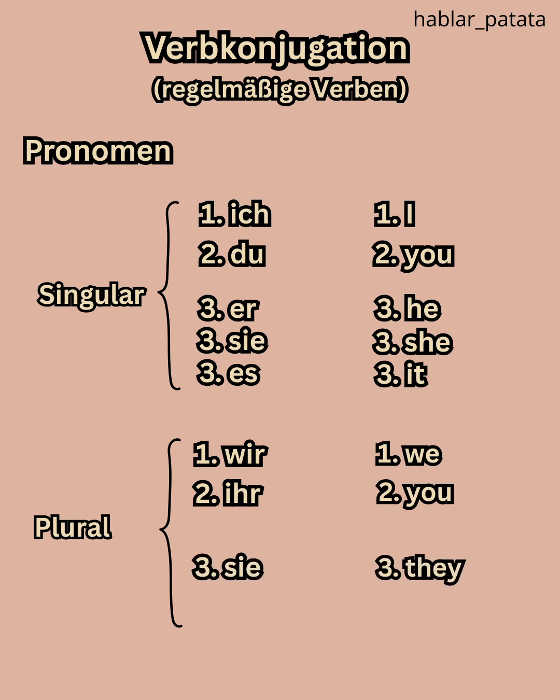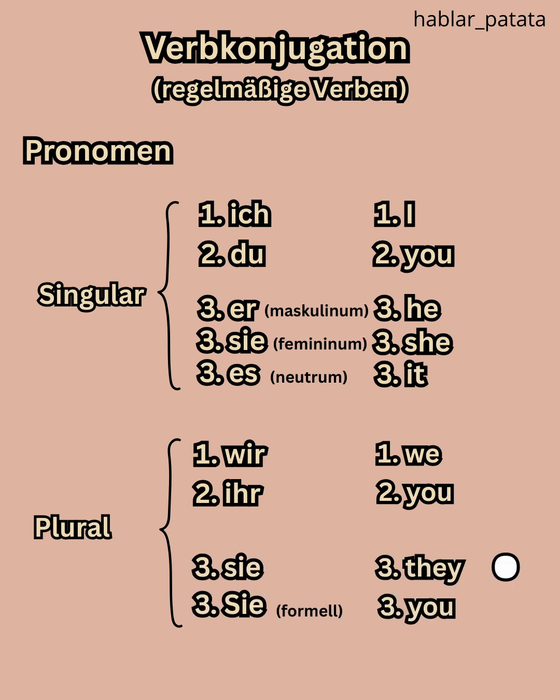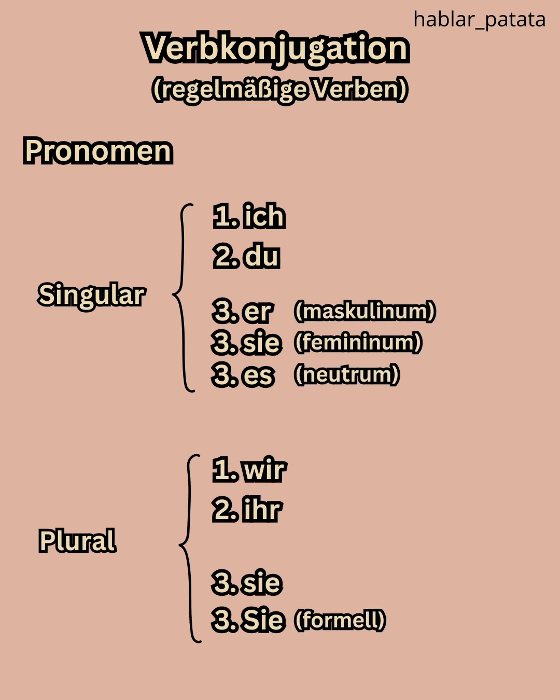And in German, we also distinguish between three grammatical genders, whether we are talking about a group of people or whether we are formally addressing a person or a group of people. Let's pronounce the pronouns together. We have ich, du, sie, es, wir, ihr, sie, and the formal Sie, which will be pronounced the same way.